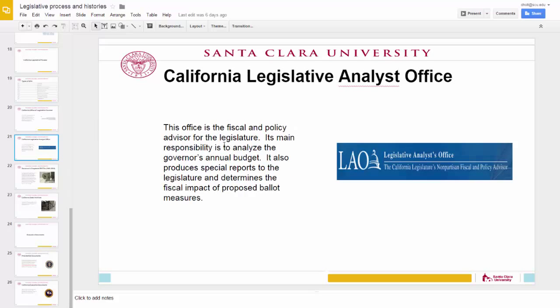There's also the California Legislative Analyst's Office, and this is the fiscal and policy advisor for the legislature. One of their big projects is to analyze the current code to make recommendations to the legislature for the following legislative session. It also produces reports on the fiscal impact of not only proposed ballot measures but of legislative activity, and it analyzes the governor's annual budget.